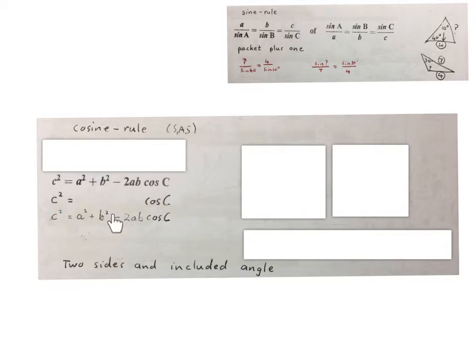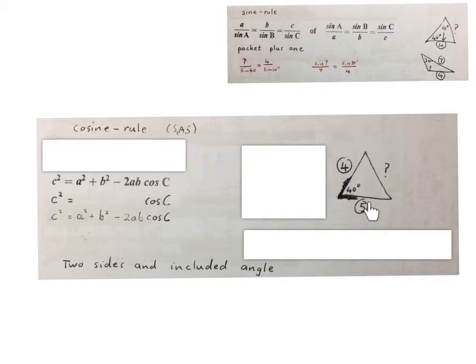Then the 2 other sides just come into the formula. You'll catch that as we go. Here's your first example. They gave me this triangle. They gave me the 2 sides, 4 and 5 is the length, and they gave me the included angle is 40 degrees. I have to work out the length of that side.